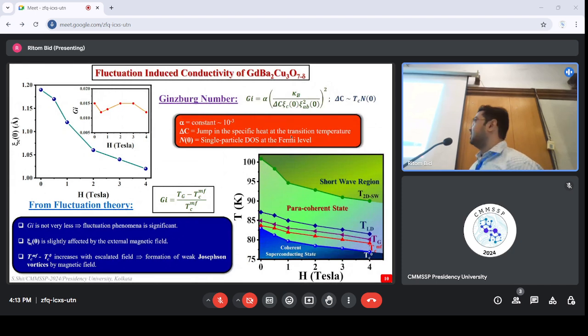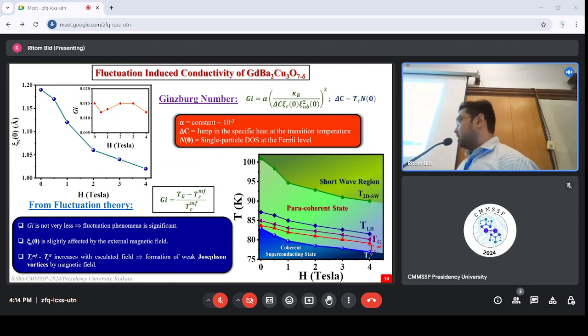So we have also studied the C-axis coherence length with the variation of magnetic field, although it is very less dependent on the magnetic field. And also we have studied this Ginzburg number, because the Ginzburg number certifies whether the fluctuation study in the sample is significant or not. In a pure superconductor or type 1 superconductor, the Ginzburg number is very small, of the order of 10 to the power minus 12 or minus 16.